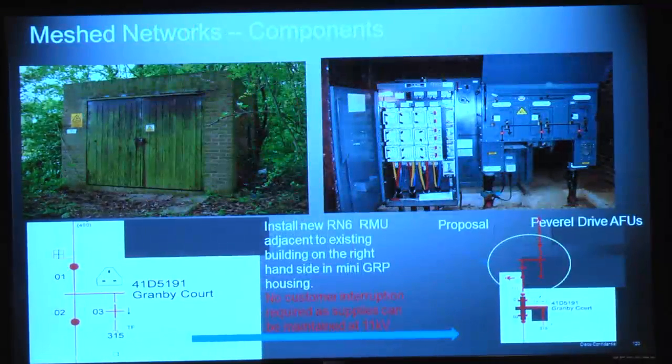So how does that network look in the field? As you can see here, this is actually a typical secondary substation in the United Kingdom over here on the left-hand side. It's just a hut, effectively. If you open it up inside, you can see what's inside. Very common for what you would see inside a secondary at any given location.